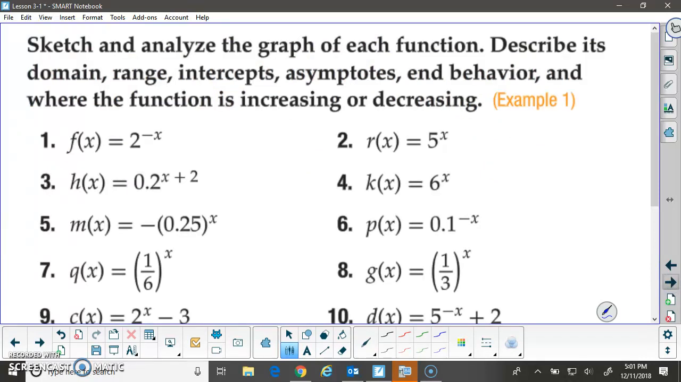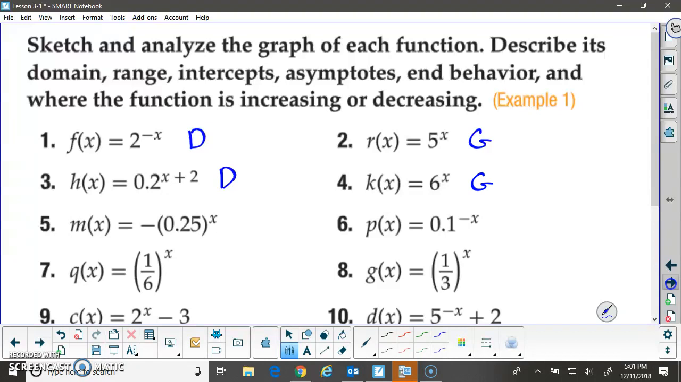Next, I got a bunch of exponential functions. Let's talk about if they're growth or decay. Number 1 would be a decay. Even though the base value appears to be 2, it's got a negative exponent, so the base value is actually 1/2. Number 2 would be a growth because the base value is 5. Number 3, the base value is 0.2, that's smaller than 1, so that's decay. Number 4, the base value is 6, that's greater than 1, so it's growth.